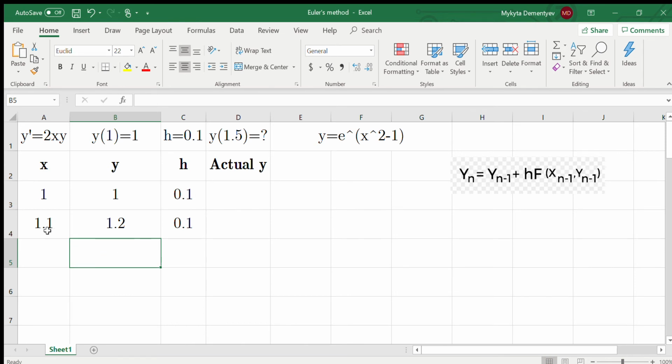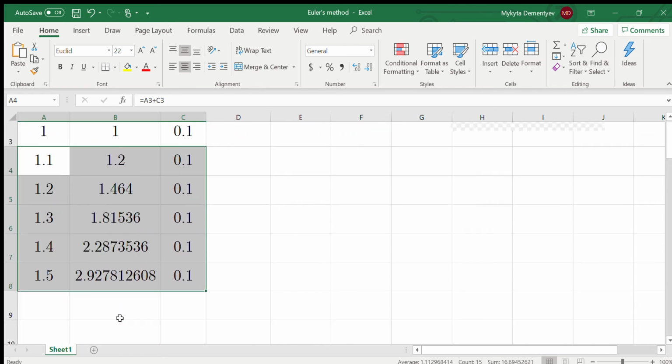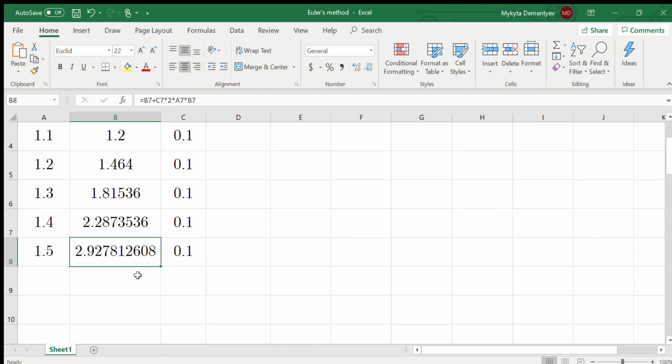Great. What we do now, we use Excel's most amazing feature: we take this all and we drag it down to the value of 1.5 for x. And we're given the value here to be 2.9278. Amazing, that's the approximation that we were looking for.